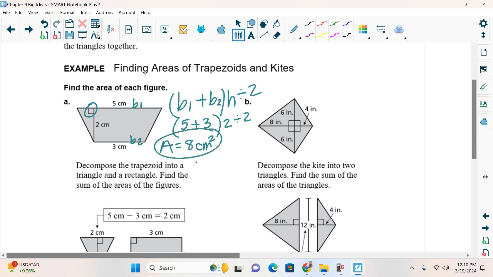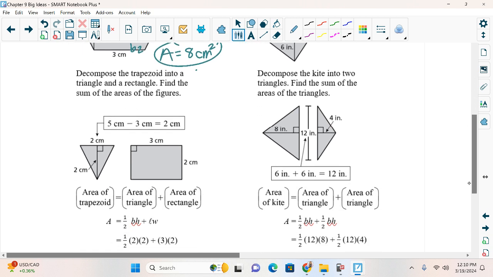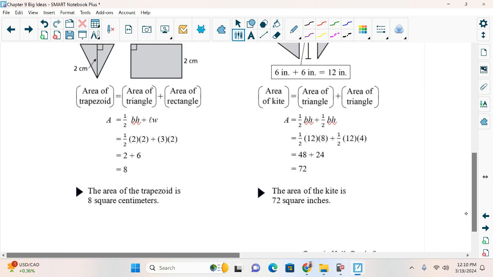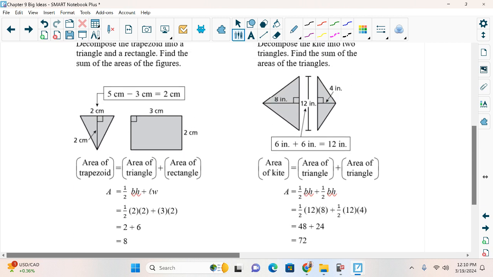So you could do that, or you could go through the process like it shows you here of cutting it up into a triangle and a rectangle. Okay? You could do either one of those. I personally find that the formula is faster.